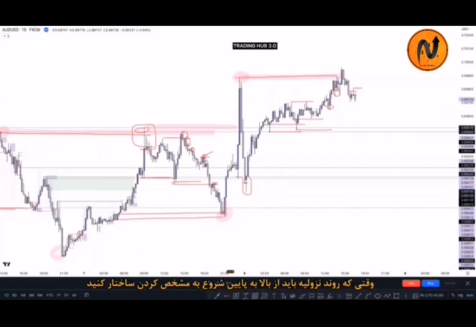Market is bearish, why do you start marking structure from the top? When the market structure is bearish, then you have to start from the top of the structure. This is a principle. If the market is bullish, then you have to start from the bottom of the structure.